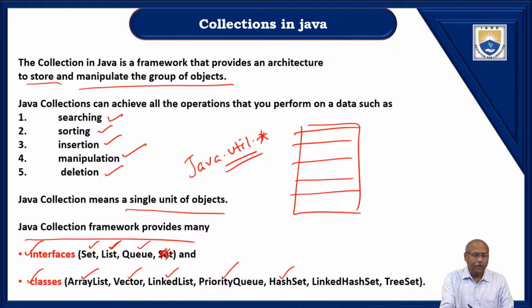HashSet implements the methods of Set. LinkedHashSet implements the methods of Set. TreeSet implements the methods of Set. So in the collection framework you will find a set of interfaces as well as a set of classes. Now these things we will discuss.